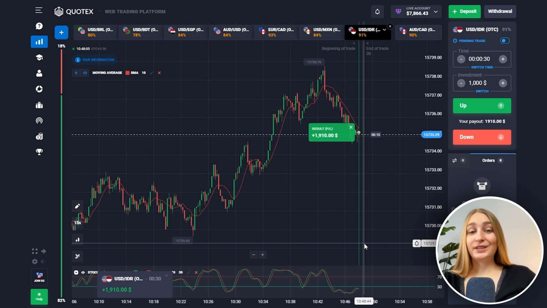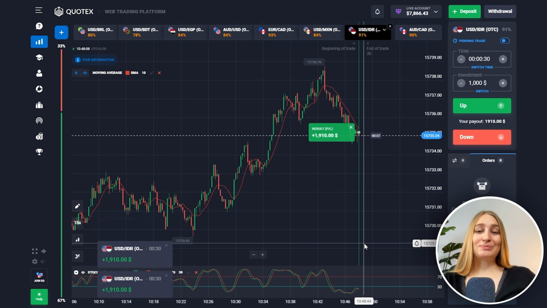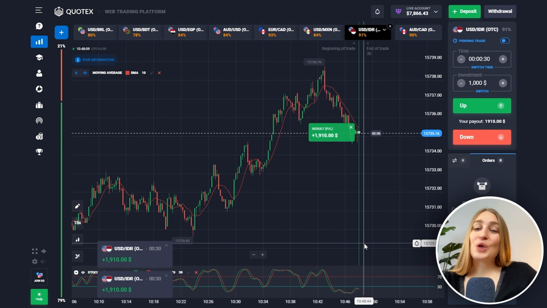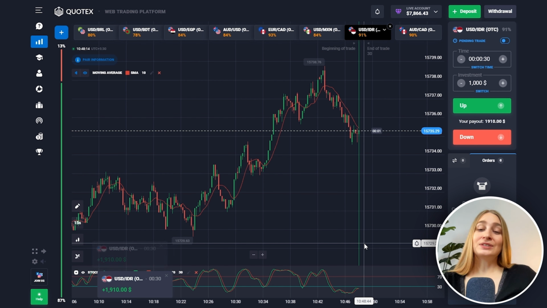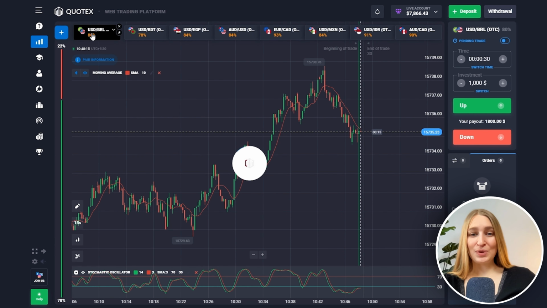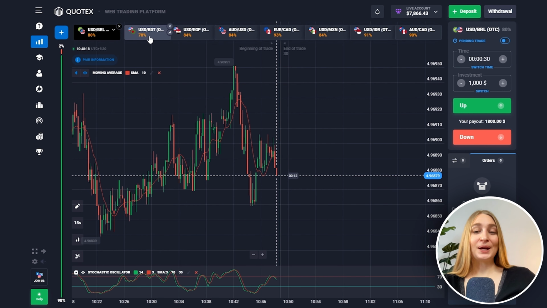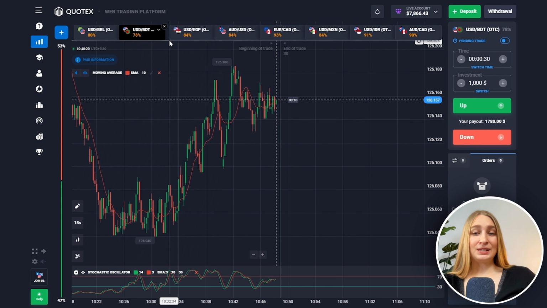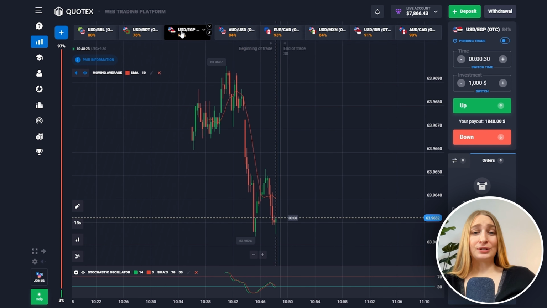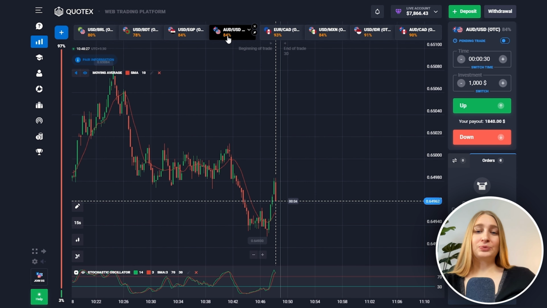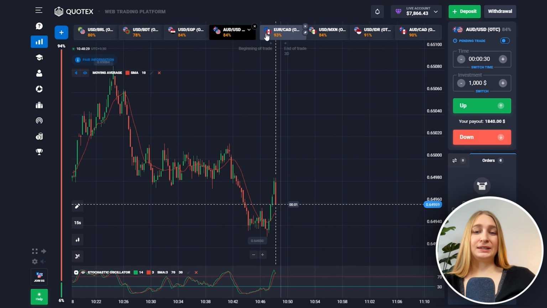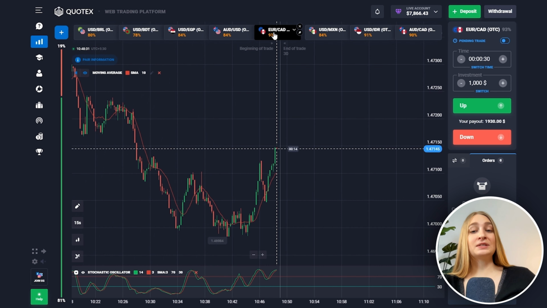Well done, dear friends. Our deal closes in plus, almost $8,000 on the balance. There's not much left until $10,000, and we look beyond that, changing the currency pair. And as I said before, this strategy works out very well. It is suitable for weekly profits and is also suitable for beginners and experienced traders alike.